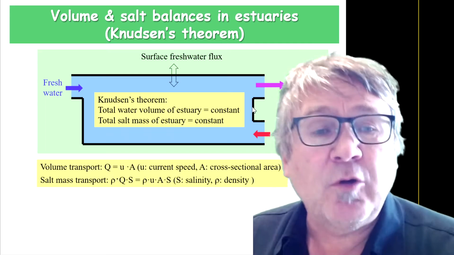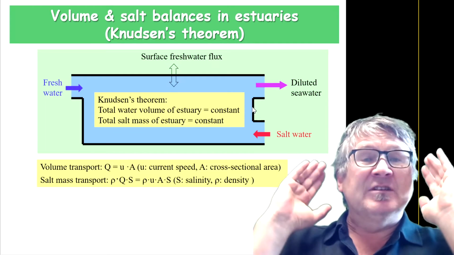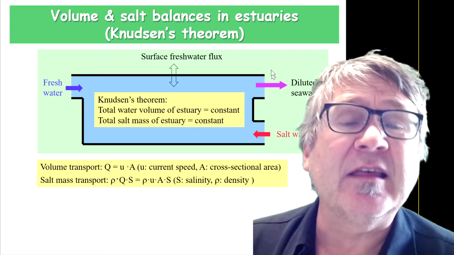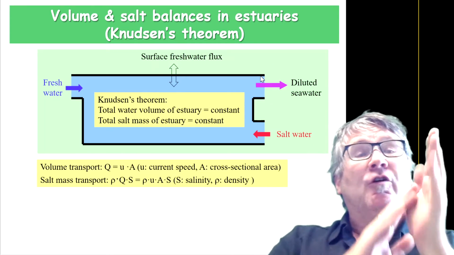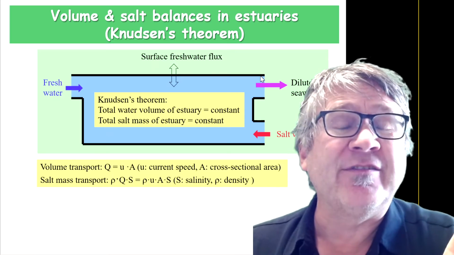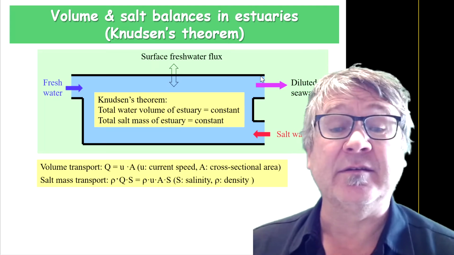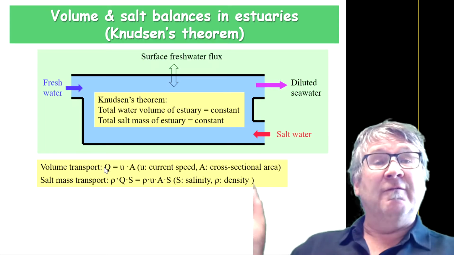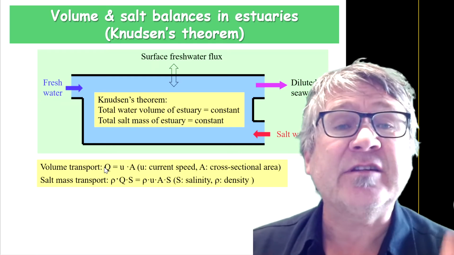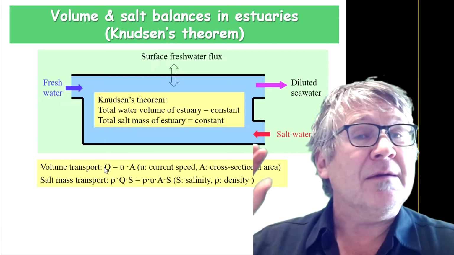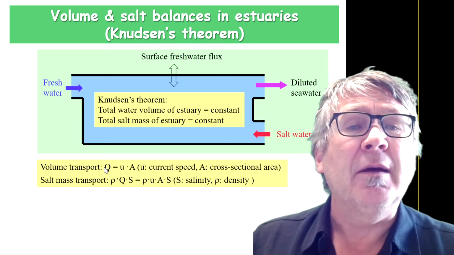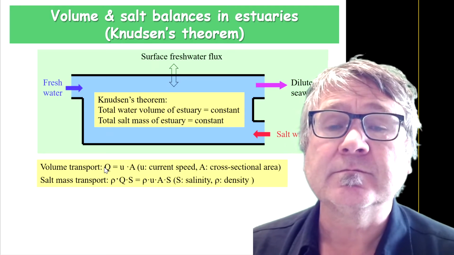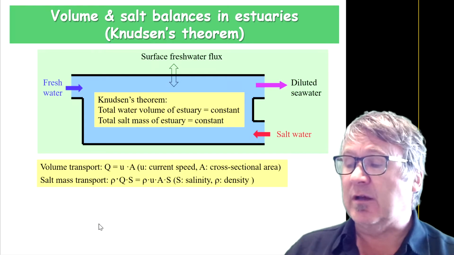And in principle, you can work that out if you know what the transverse velocity is in terms of the speed. The volume transport is the speed times the area of your transect. Salt mass you can work out if you know the volume transport times the salinity times the density, which gives you the amount of salt in kilograms per second that is moved in or out of your estuary. And you can use these equations. Let's see how that works now.